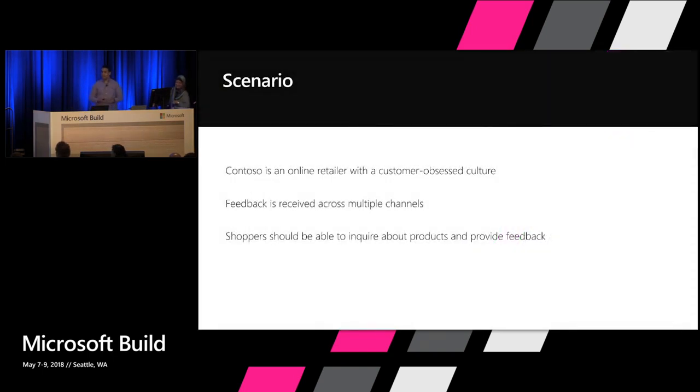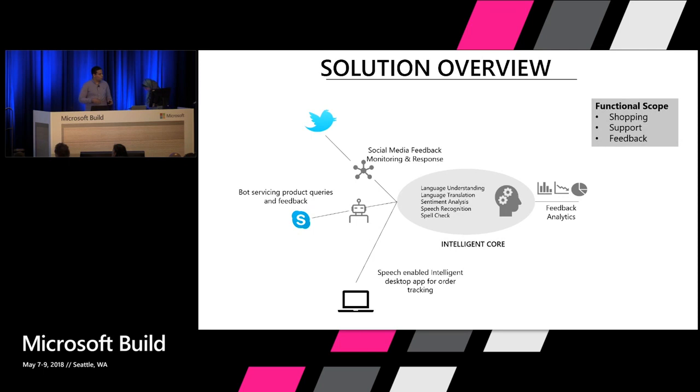So in our scenario, we're the owners of Contoso, an online, very large retail company with a very customer-obsessed culture. We really appreciate the customer feedback, and we want to work on it. So we want to give our customers the capability to provide us with feedback across different channels. And we want to build a solution that would allow customers to inquire about our products and services and so on and so forth. So we want our solution to do basically 4 things.